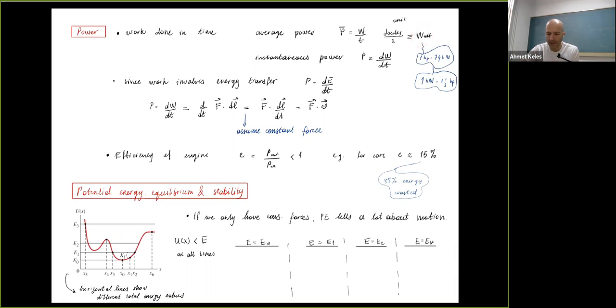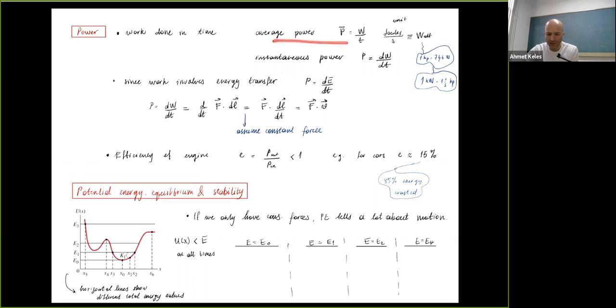For example, if you hear about horsepower, which is the natural unit in more mechanical vehicles, it's equal to 746 watts. And this was, I think, calculated by Watt himself. Or for 1 kilowatt, you have 1 1/3 horsepower, something like this. So this is the unit.